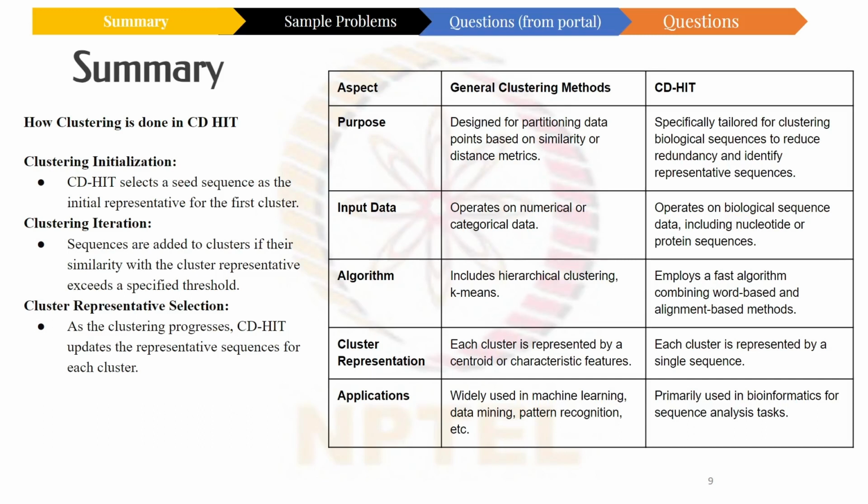So when we compare general clustering methods with CD-HIT, this table provides a differentiation between these two. General clustering methods operate on numerical or categorical data, treating each dimension equally without domain-specific knowledge. Whereas CD-HIT operates on biological sequence data, considering the sequence identity or similarity, and there are some parameters which are optimized for bioinformatics applications or bioinformatics-driven results.